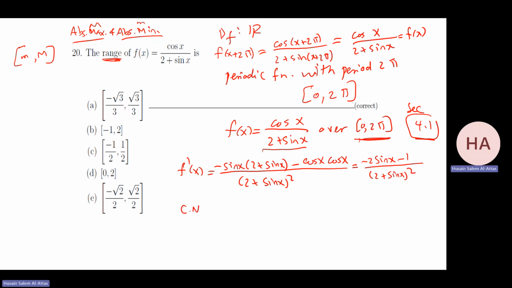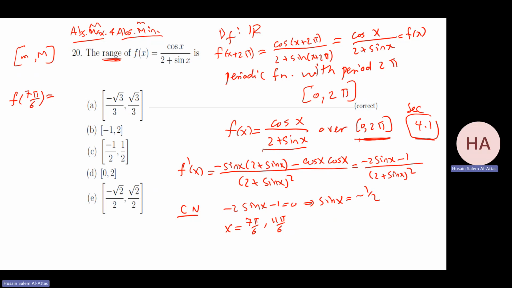To find the critical numbers, I set this equal to 0. So I have sine x equal what? Minus half. When sine x equals minus half, I have x equal 7 pi over 6 and 11 pi over 6. Okay, so I will check now f of 7 pi over 6.